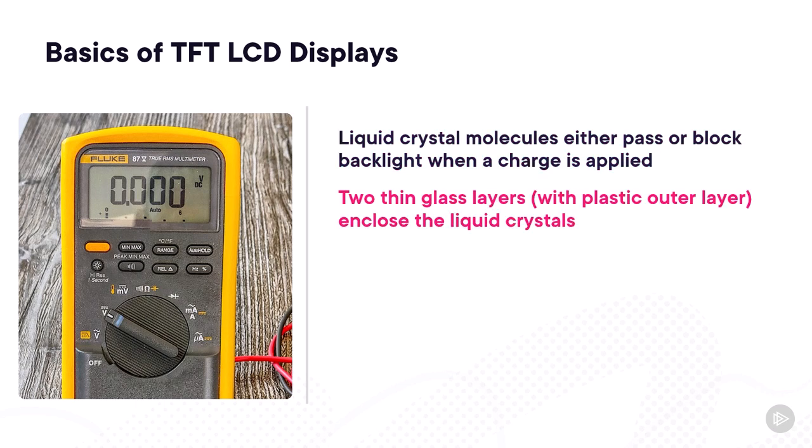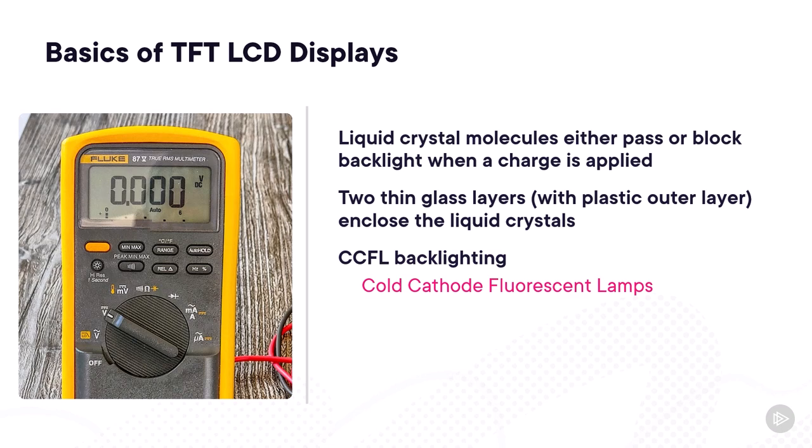When liquid crystals are placed between polarized glass panes, we can use an electric charge to tell the crystals whether to rotate light waves or not, effectively turning pixels on or off by either allowing light to pass between the polarized glass panes or by blocking it. Now, for this technique to work, we need backlighting, cold cathode fluorescent lamps, which run on AC power.